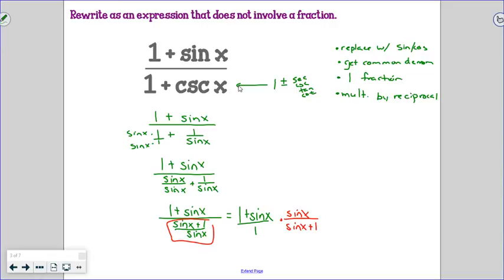Okay, what can I do now? Cross them off. Does it bother anybody that it's not the same order? Maybe. This says 1 plus sine of x, and this says sine of x plus 1. Is it okay that they're opposite orders? When is it not okay? If it's a subtraction, it's not okay to flip the order. If it's addition, it is. So yes, I get to cross these off, multiply straight across the top, straight across the bottom, and we get a sine of x.